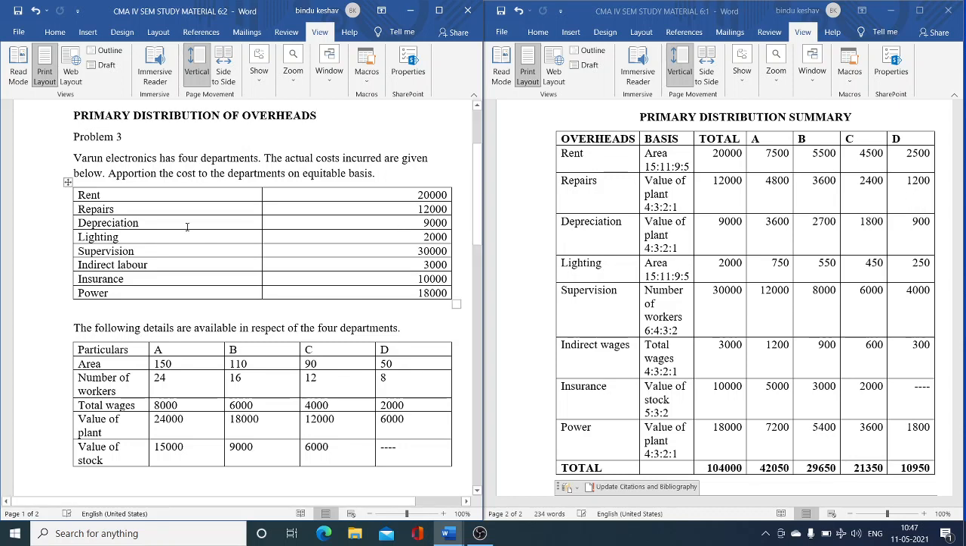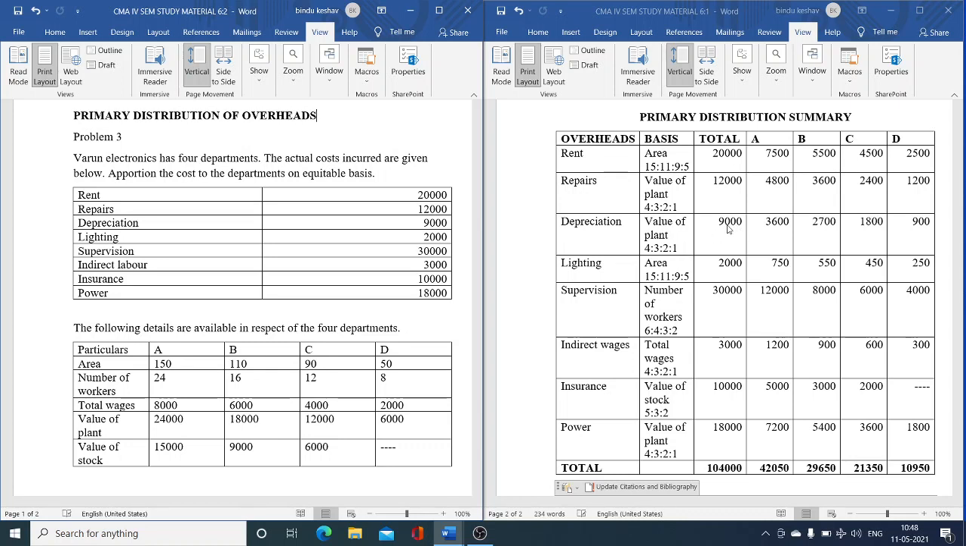The next item is depreciation. Depreciation is rupees 9,000. Depreciation is for the asset, so the information given regarding the value of the plant is used. The value of plant is 24,000, 18,000, 12,000 and 6,000. Already we have simplified the ratio: 4:3:2:1. So the 9,000 rupees will be distributed to the different departments in the ratio of 4:3:2:1. The total is 10.